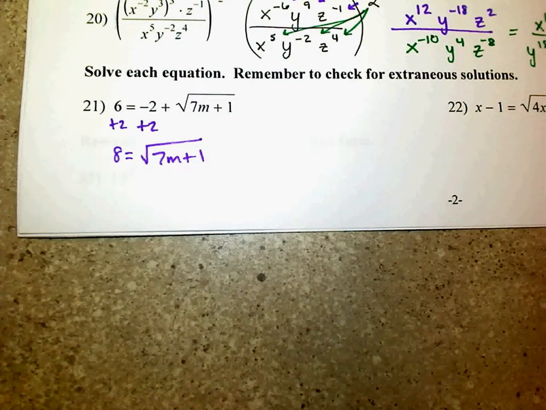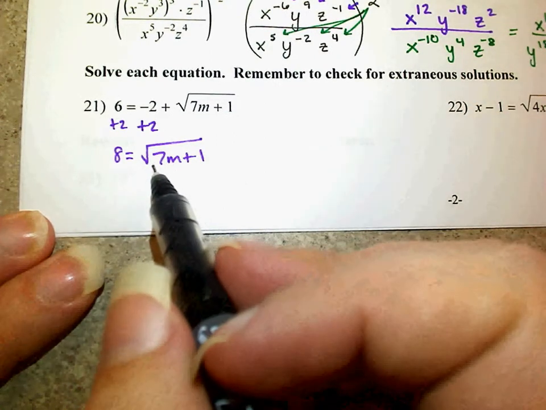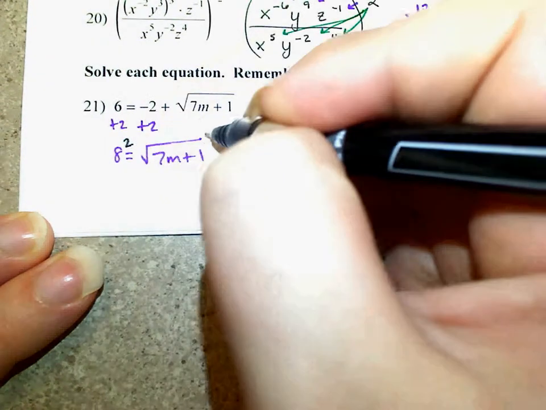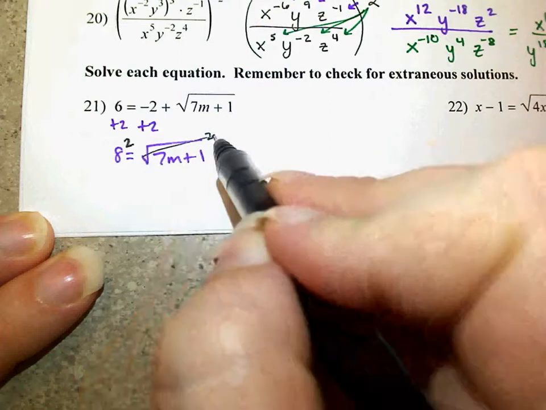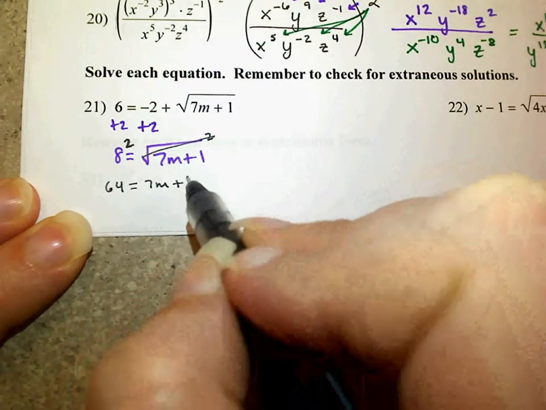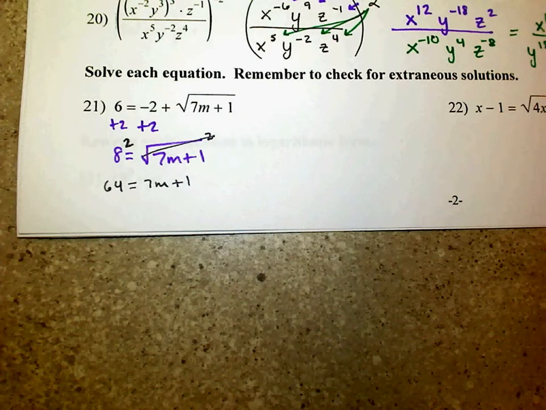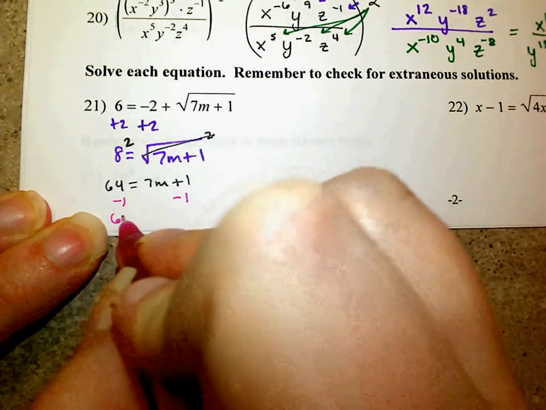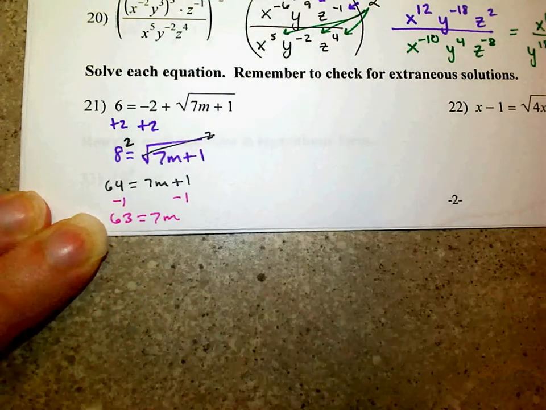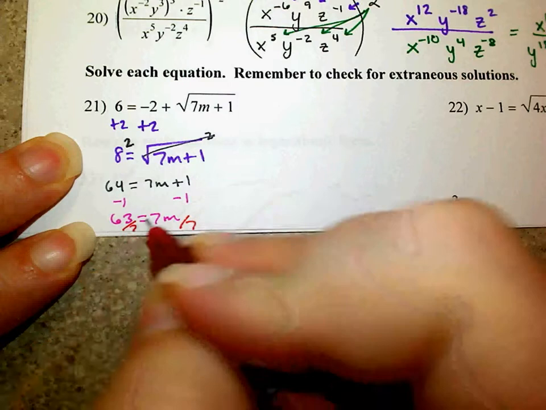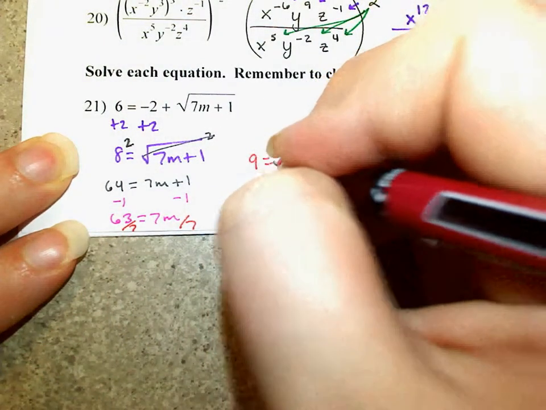So now I want to get rid of the square root, so I square both sides. If I square this side and square that side, those two cancel each other out, and I'm left with 64 equals 7m plus 1. Now, solving this is just a linear equation, so minus 1, 63 equals 7m. Divide by 7. If you divide by 7, you get 9 equals m.